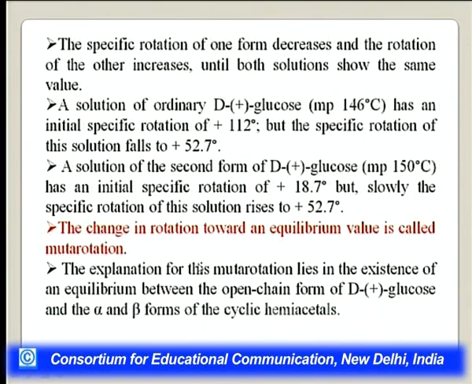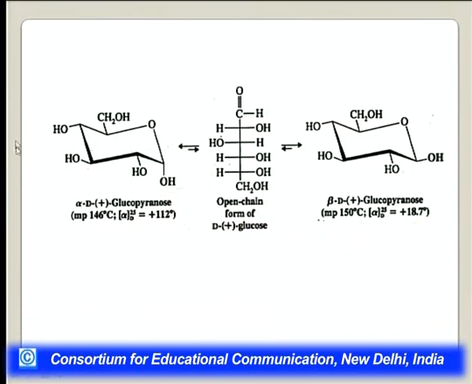The explanation for this mutarotation lies in the existence of an equilibrium between the open chain form of D-glucose and the alpha and beta forms. You are hearing new forms, alpha and beta forms, of the cyclic hemiacetals of glucose. And here you can see a graphical representation. This is the chair form of glucopyranose.